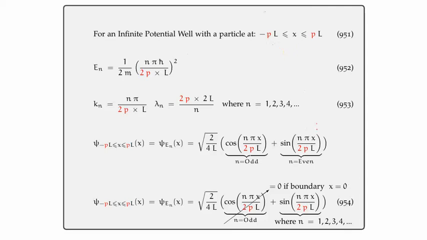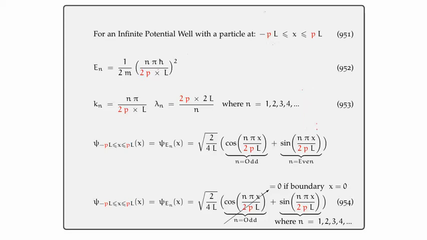So for such an infinite potential well, the energy is going to be given by this expression, which is 1 over twice the mass of the particle, outside of the square of n pi h bar over 2P times L. And remember, this is the width of the well. The reason I'm writing it in this particular way is that it allows us to see patterns later on. If you're interested, the wave number and the wavelength are given by these expressions.